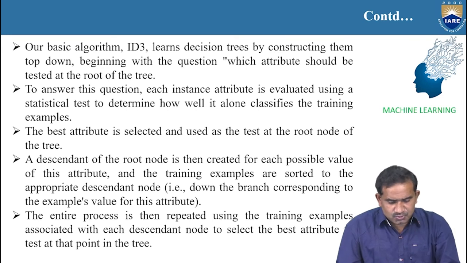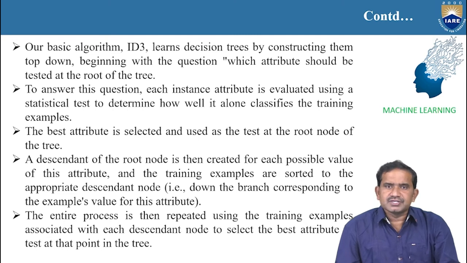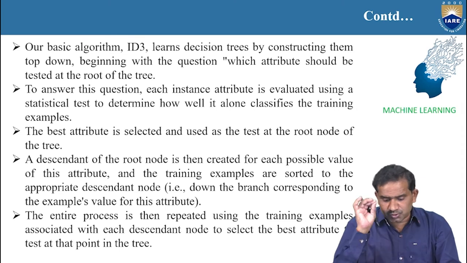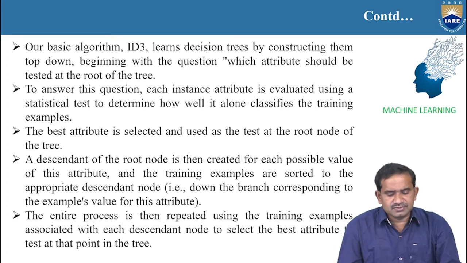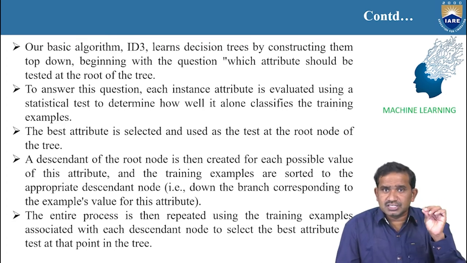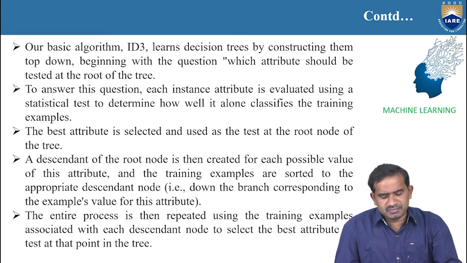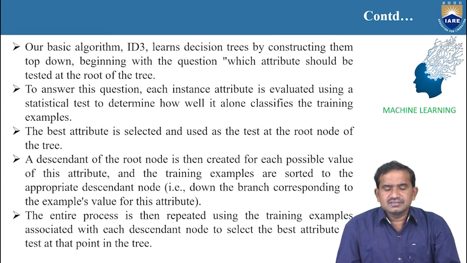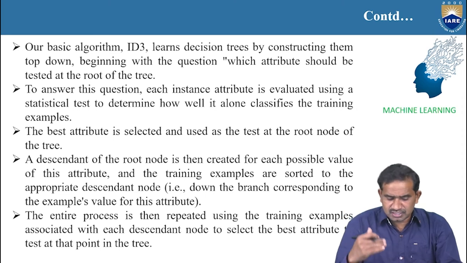A descendant of the root node is then created for each possible value of this attribute, and the training examples are sorted to the appropriate descendant nodes, down the branch corresponding to the example's value for this attribute. The descendant of the root node is basically the starting node below the root, and from the initial node we go top down.